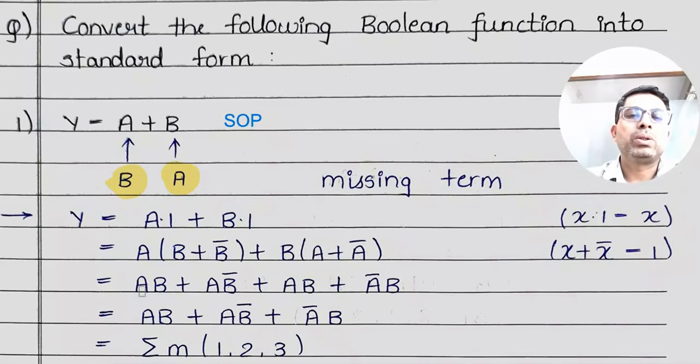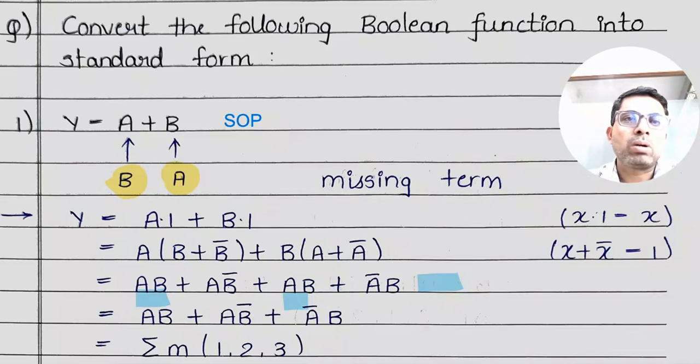Now you need to do the simple multiplication, that is A into B plus A into B bar. Then B into A, so I have written here A into B plus A bar into B. After writing this, you need to find out whether there are duplicate terms. Which terms are duplicate? AB and AB terms are duplicate, right?